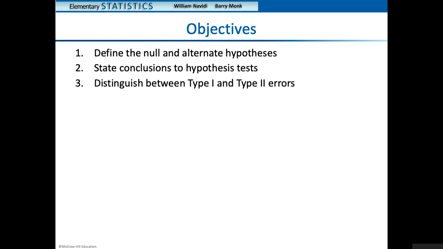Our objectives for today will be discussing how to define the null and alternate hypotheses, how to state conclusions to hypothesis tests, and then we'll wrap up by talking a little bit about errors and the difference between a type 1 and a type 2 error.